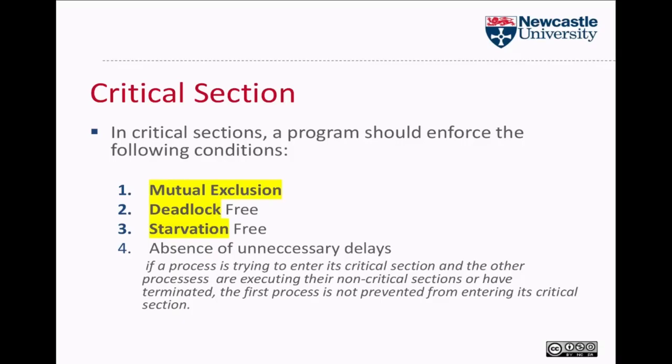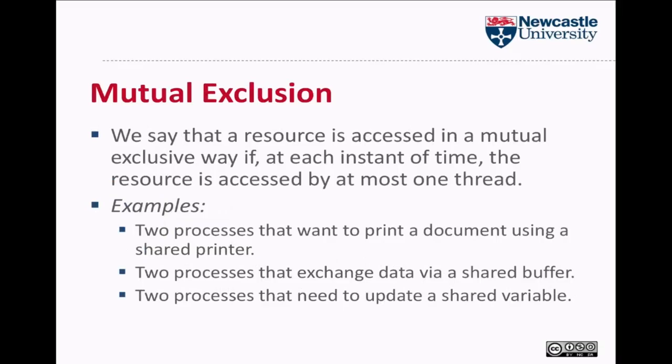You have just a paragraph here: a process is trying to enter its critical section, and the other processes are executing the non-critical section or have terminated. The first process is not prevented from entering its critical section. This is what absence of unnecessary delays is, but it is a subtlety if compared to what is starvation freedom. So we're just going to look at the coarse-grained definition of starvation, which is somehow similar to that to some extent. Before we start discussing in detail mutual exclusion, deadlock, and starvation, do you have any questions?